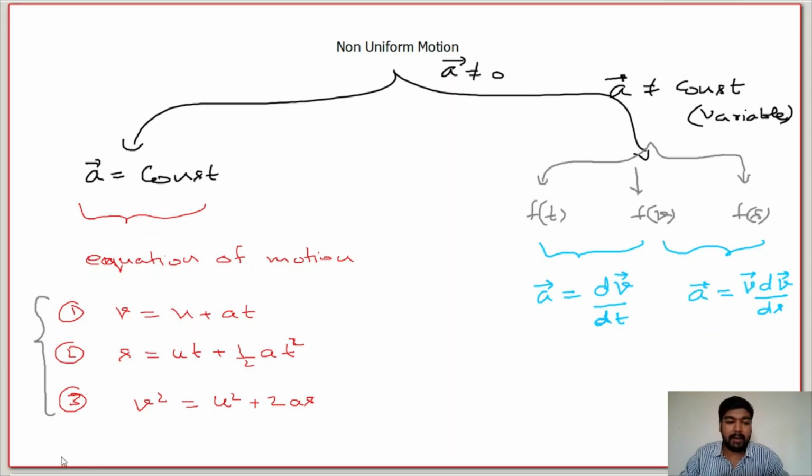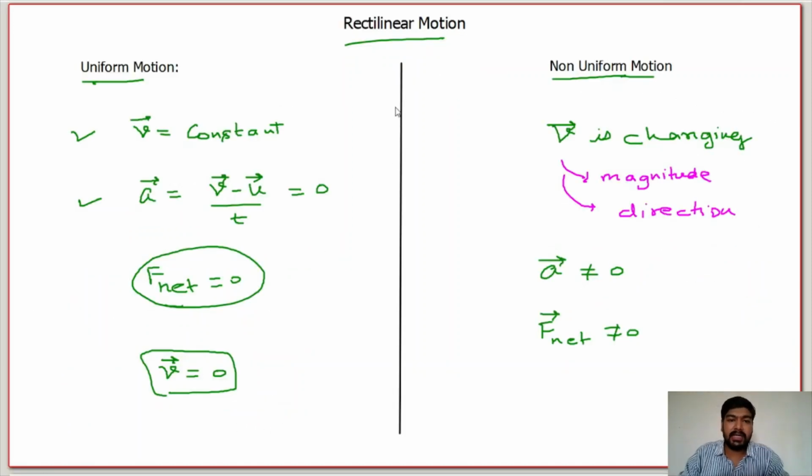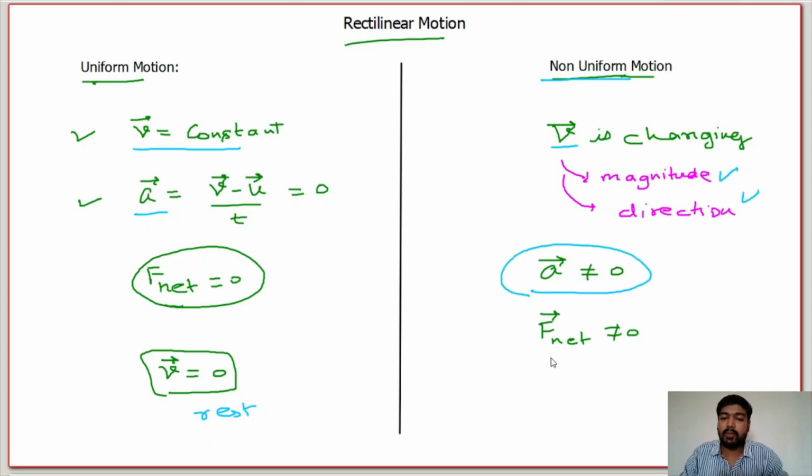So let me recap the things. We have seen rectilinear motion having either uniform motion or non-uniform motion. Uniform motion means a constant velocity. That means acceleration is zero. And uniform motion has a special case, that is the body is at rest. In non-uniform motion, velocity is changing either in magnitude or in direction. That means acceleration is non-zero. That means the body has some unbalanced force due to which it's moving.